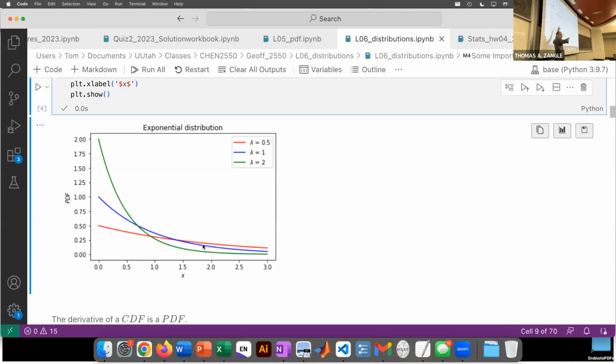Is the x-axis here units of time, or is that like number? Yeah, the x-axis is units of time. Yes, in this case, the x-axis is units of time. Yep, that's correct.